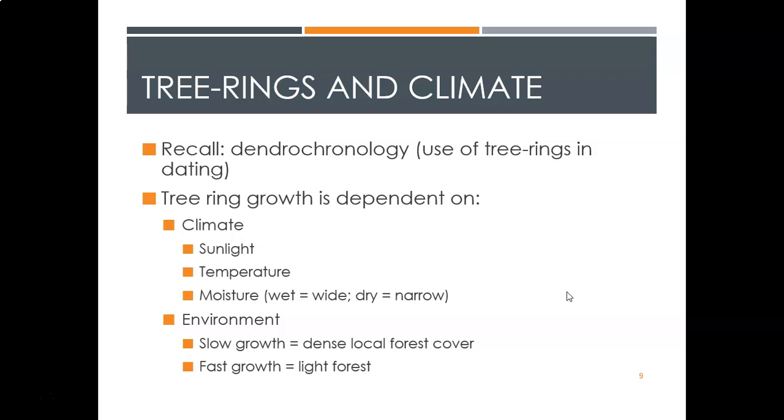So I've provided you with a bit of information about how tree rings are really critical. They tell us a lot of information about the climate, and of course, we can also use them in dating as well. Tree material is really important when we can recover it in archaeological sites, but of course, because it's an organic material, it doesn't always preserve very well.